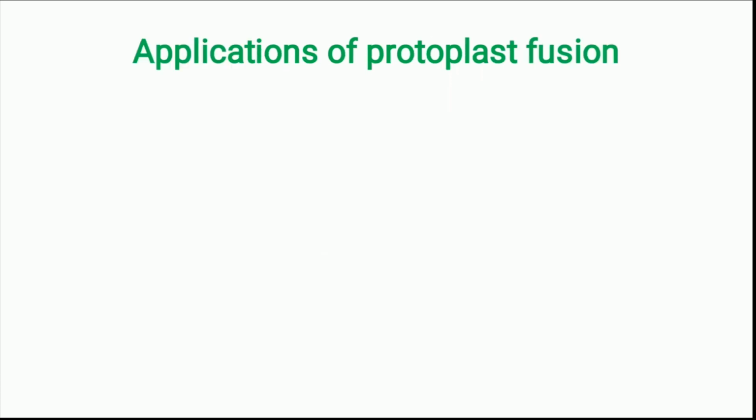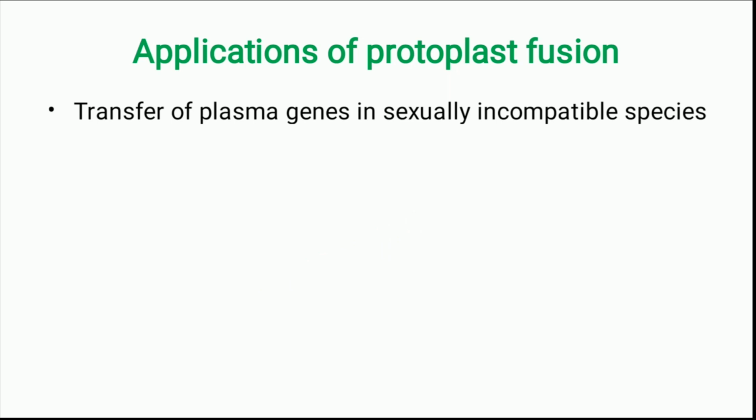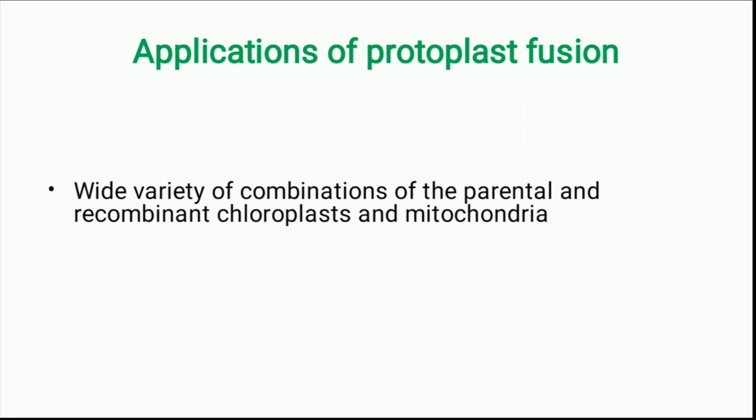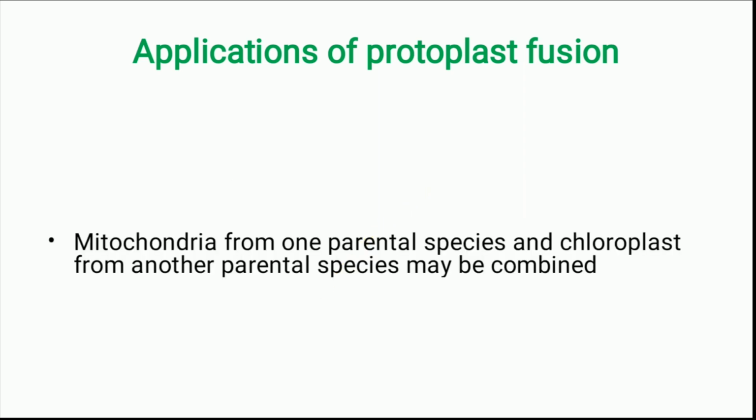The applications of protoplast fusion. The key advantage is transfer of plasma genes in sexually incompatible species. The second advantage is recovery of recombinants between mitochondrial and chloroplast DNAs. A wide variety of combinations of the parental and recombinant chloroplasts and mitochondria is available. The mitochondria from one parental species and the chloroplast from the other parental species may be combined in a hybrid.